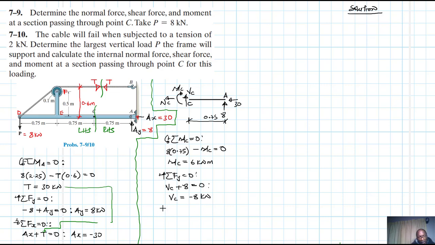Okay, and then finally we have summation of forces in the x equal to 0. Going in this direction is our positive. Then we have minus NC minus 30 equal to 0. Therefore, our NC is just going to be equal to minus 30 kilonewtons, meaning it's in compression at that point.